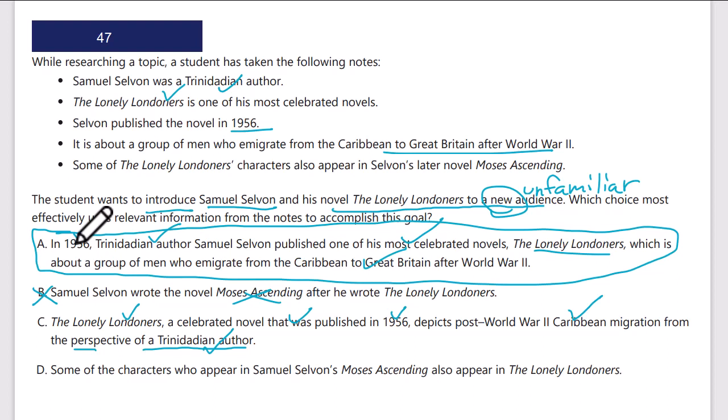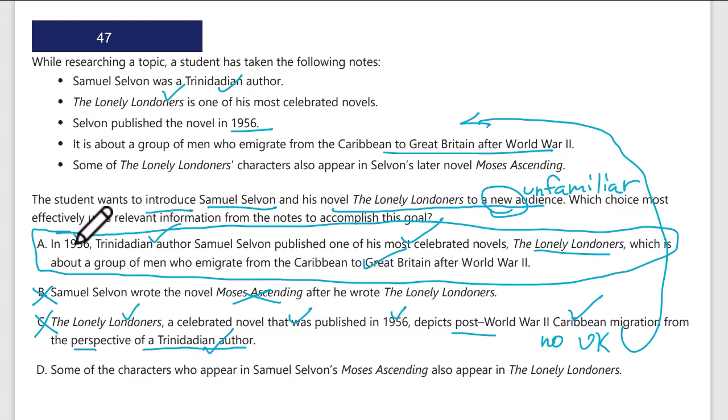Depicts post-World War II. Post is after. Caribbean migration from their perspective. Caribbean migration to where? This says nothing about to Great Britain. So this is missing, no UK. So it's not as good or detailed a description of the novel. Caribbean migration to the US, right? To Florida? It doesn't really say. It doesn't really say the UK. So that's, I think, not right. I think A is still the better answer.